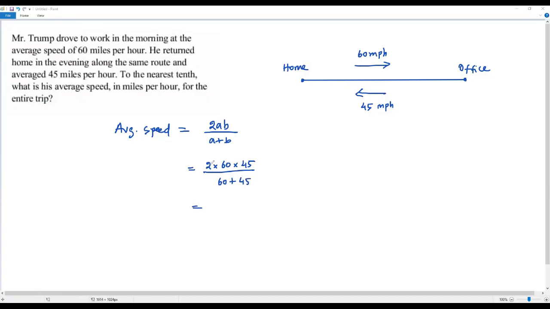When I multiply 2, 60 and 45 in the numerator, I get 5400. When I add 60 and 45 in the denominator, I get 105. When I divide 5400 by 105, I get a long decimal, that is 51.428. It keeps going. But according to the instruction, we have to find the average speed to the nearest tenth, so we have to round this value to the nearest tenth. In that case, I get 51.4 miles per hour. Therefore, the average speed for the entire trip is 51.4 miles per hour.